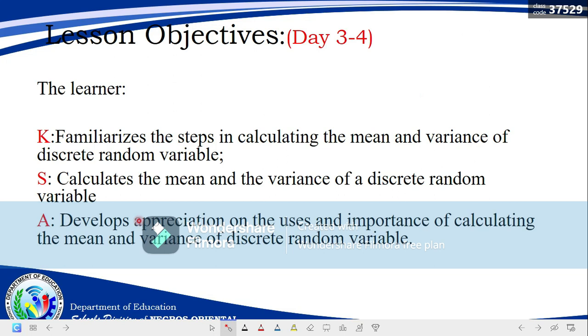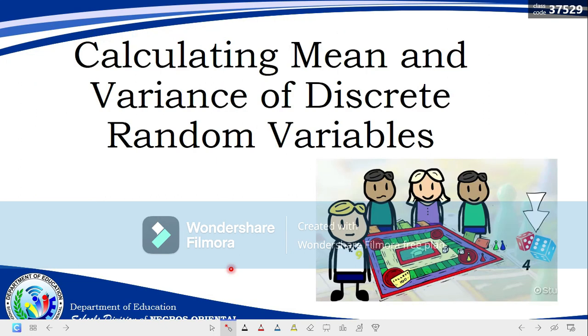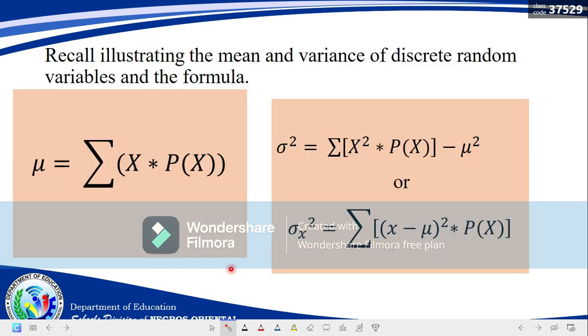First, you have to familiarize the steps in calculating the mean and variance of a discrete random variable. Afterwards, calculate the mean and variance of a discrete random variable. Then develop appreciation of the uses and importance of calculating the mean and variance of a discrete random variable. So let us proceed to calculating mean and variance of a discrete random variable.